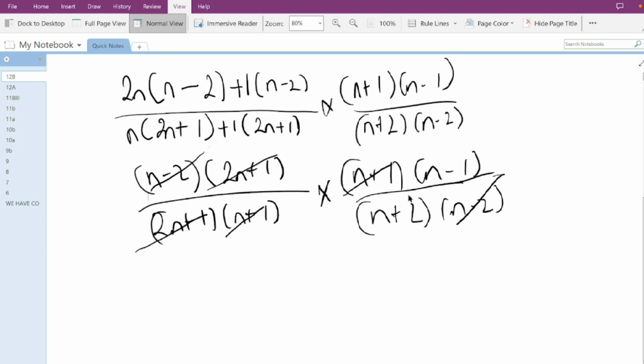Now we've cancelled out majority. What we're left with is n minus 1 and n plus 2 at the denominator. So we'll have it as n minus 1 over n plus 2, which is our final answer for question 12b.